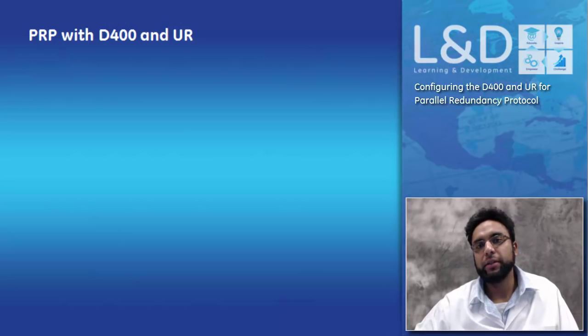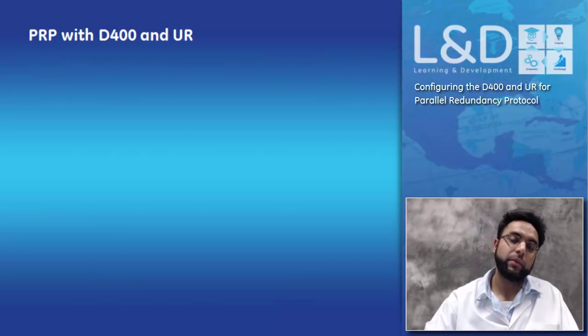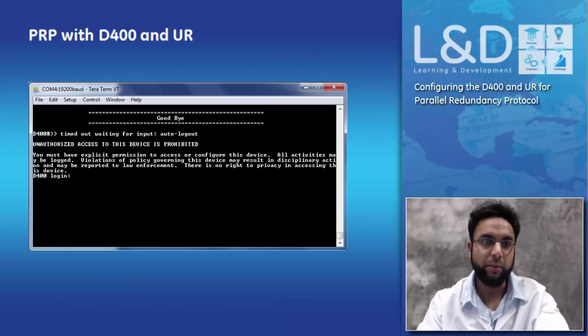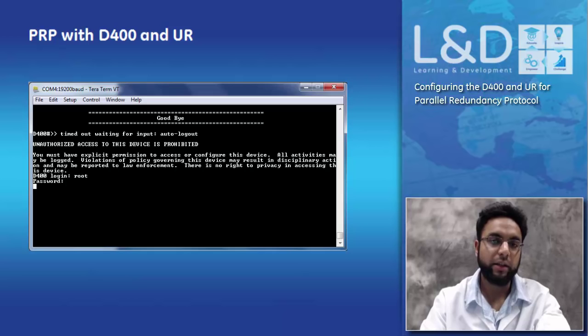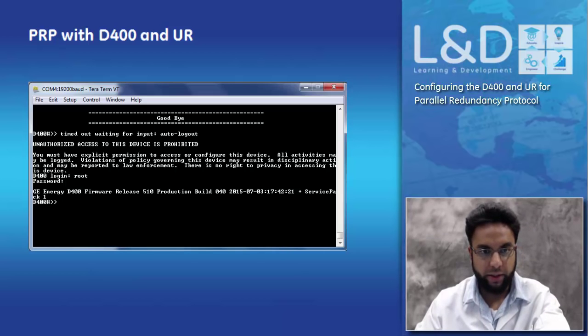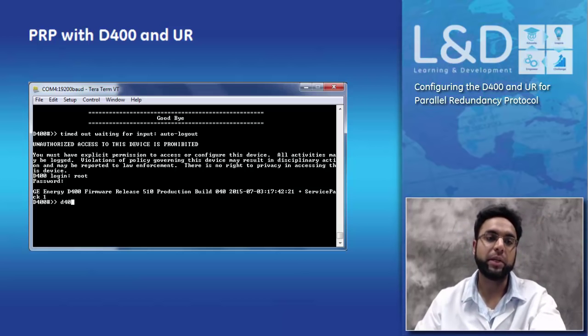We'll be configuring PRP on the D400 right now, and I'll show you how it's done. If you have a D400 unit, all we need is release 5.1 with service pack 1. Once that's there, open up the terminal window, log in with the credentials, and then start configuring PRP. Please note, as I mentioned, release 5.1, which is shown as 510, build 40 with service pack 1. That's the one you need in order to configure PRP.